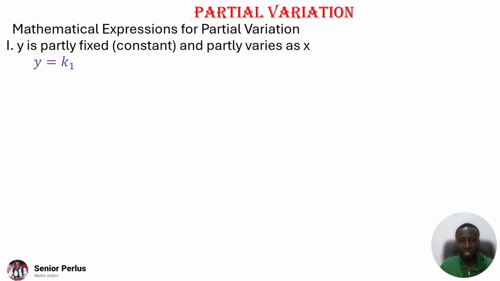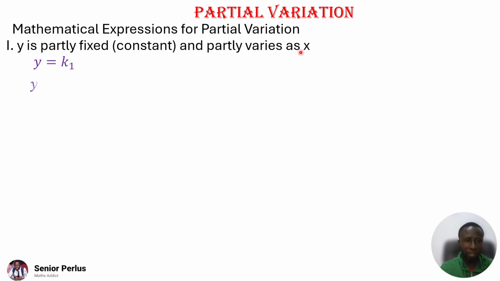Let K be our fixed. Okay, that's our fixed part. Y is partly fixed. That's K1, our first part. And partly varies as what? S. So that's direct. Partly varies as S. So Y partly varies as S.